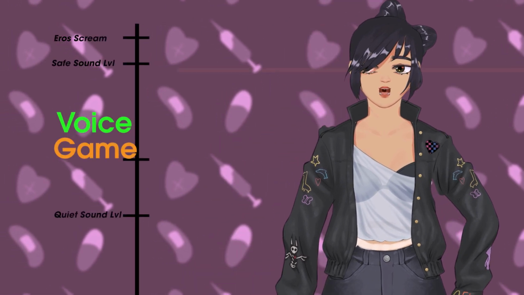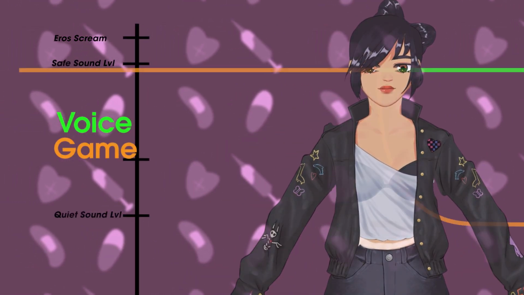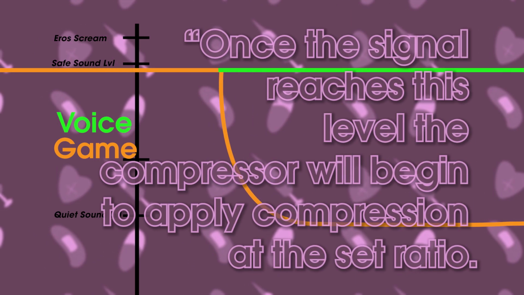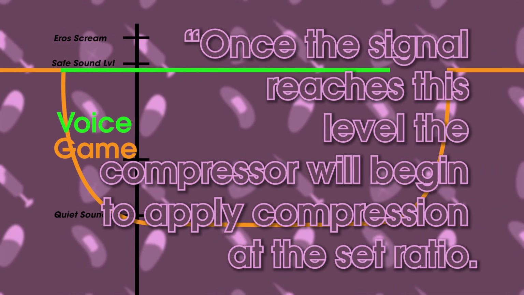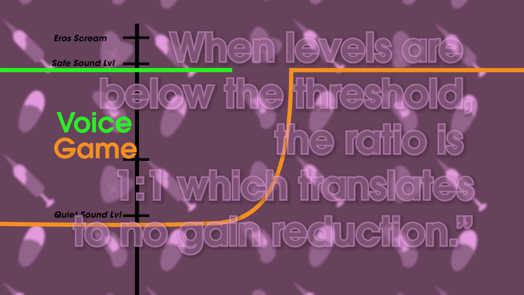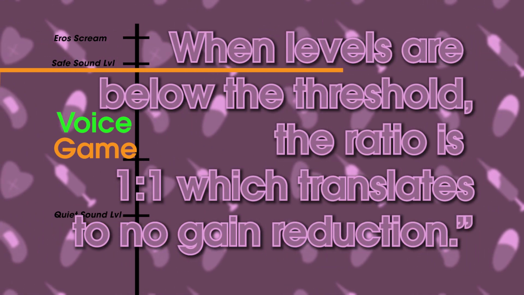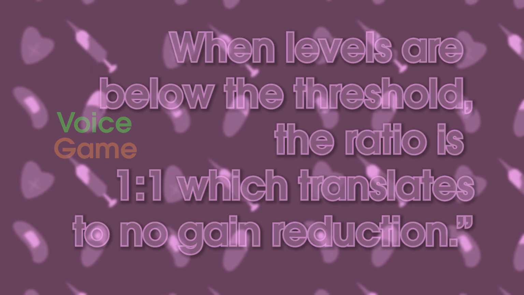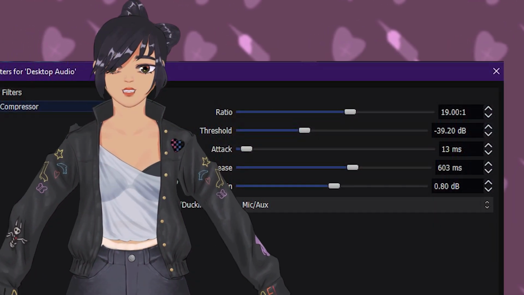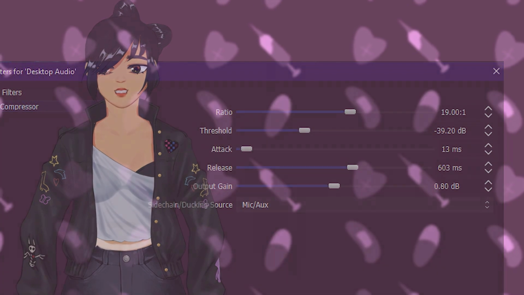Threshold refers to how loud the mic level has to be before the game audio starts ducking. Once the signal reaches this level, the compressor will begin to apply the compression at the set ratio. When the levels are below the threshold, the ratio is 1:1, which translates to no gain reduction. I set this to -36, which is usually where my mic levels are.